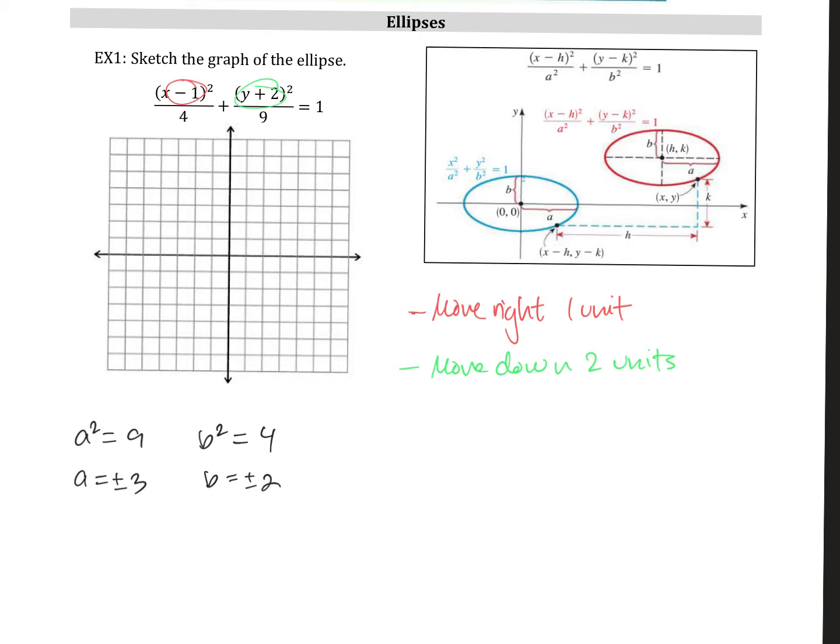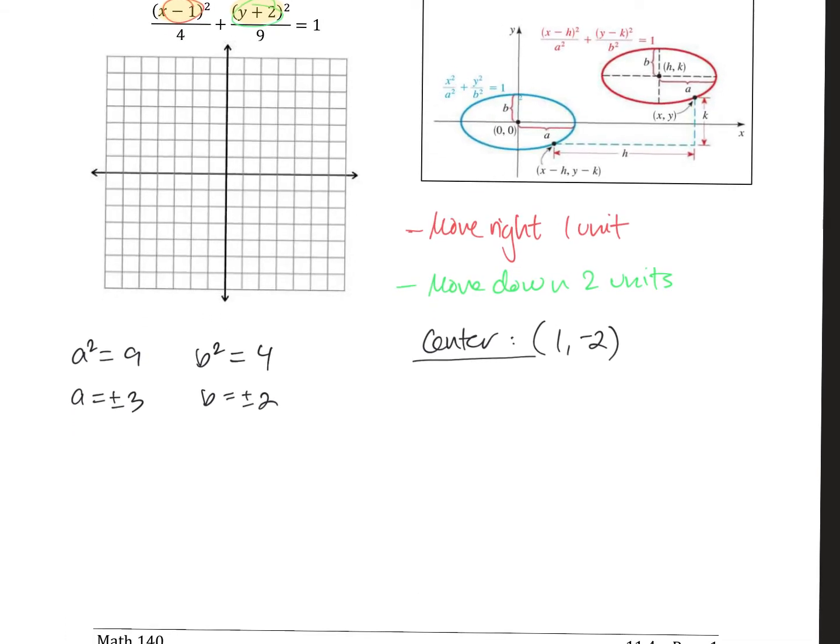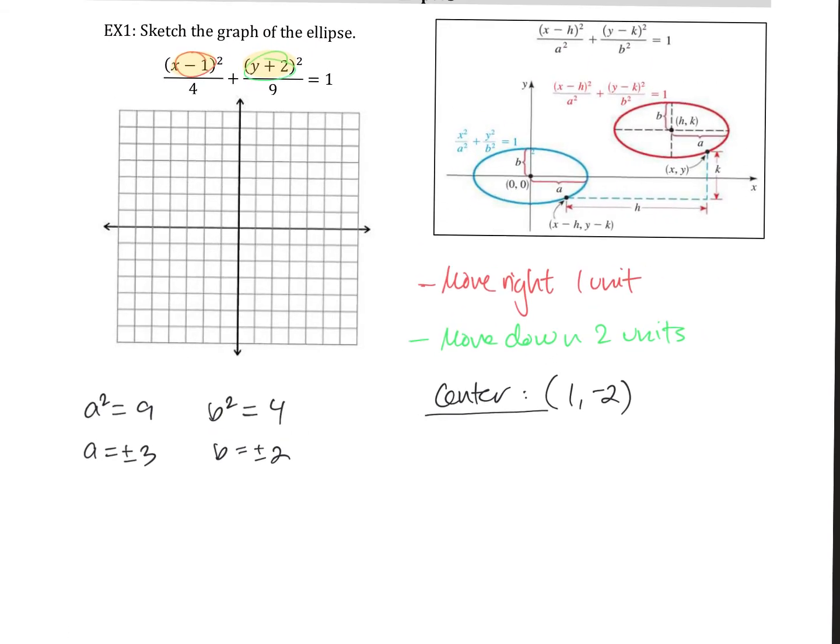For the center, the easiest way is to just take the zeros from these values in here, just like you would with a circle. So the center is going to be at (1, -2). Once again, remember you take the opposites for the center, just like you would with a circle. And circles, you did that more than likely in Math 103 or Math 135.